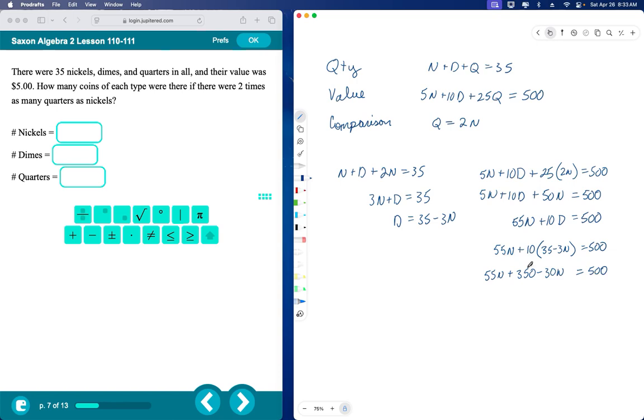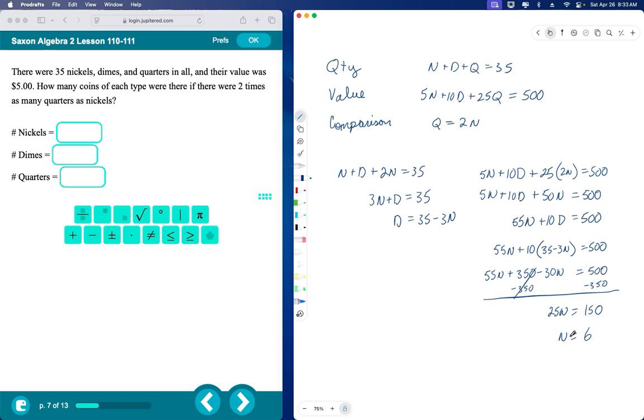If I subtract 350 from both sides, that would cancel. And I'm going to say 55N minus 30N. That gives me 25N is equal to 500 minus 350 is 150. So N is equal to 6 because there are 6 quarters in $1.50.